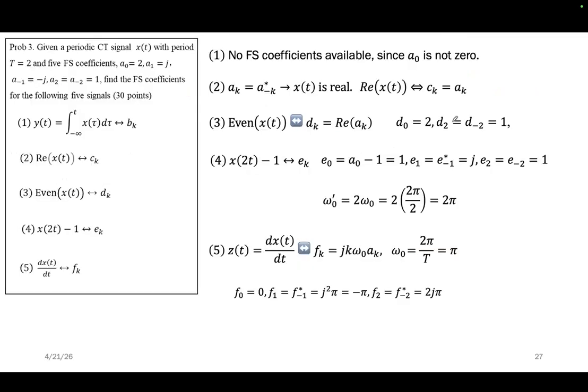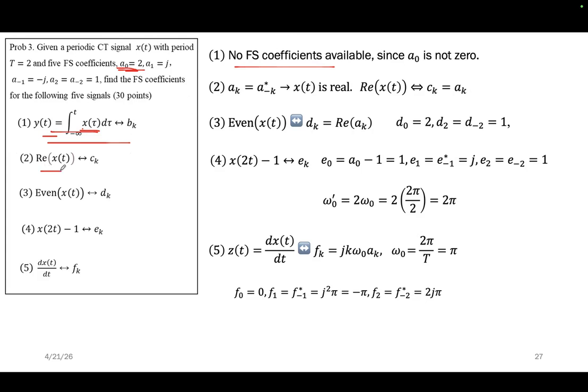So for problem 3, actually it's not difficult as I know, but some students didn't answer it very well. You can see this one. Since A naught equals, we talked about that. If you want to use the integration properties, A naught must be 0, because if it is not 0, this one should not be periodic, am I right? So there is no FS coefficient because this one is not periodic. That makes sense to you?